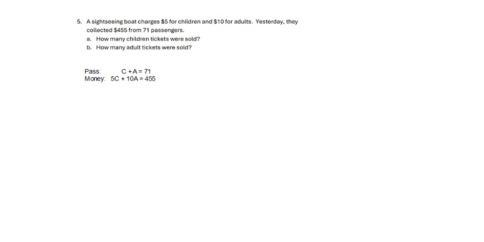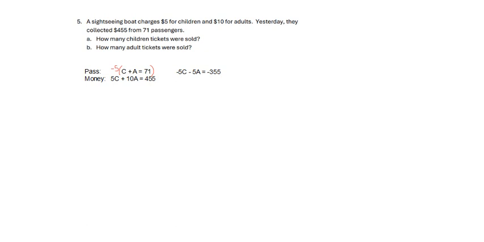So what I like to do here is multiply the top row by -5. Because if you do that, then that means we end up getting -5C minus 5A equals -355.